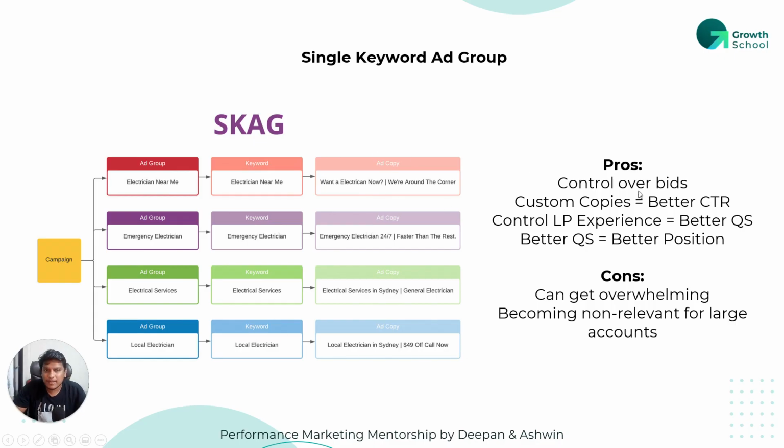And what are the pros of doing it? You can have control over the bids. Custom copies means higher CTR. Better landing pages means better quality score. Better quality score means better positions and better cost.